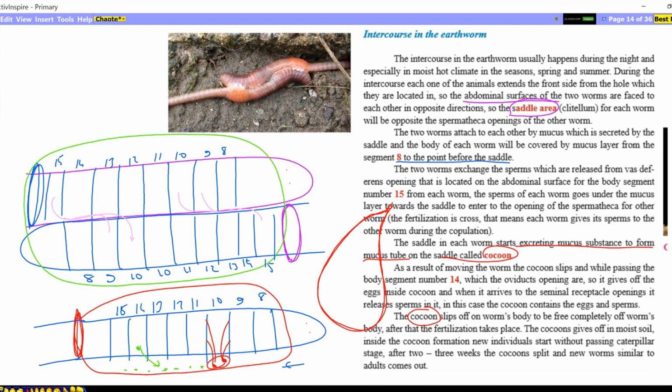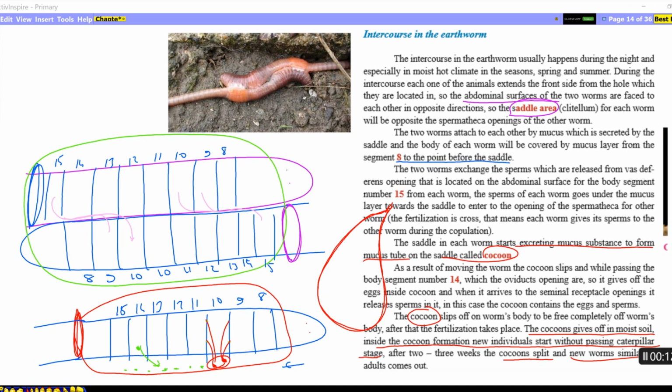After fertilization, the cocoon is deposited in moist soil when the worms completely separate. Inside the cocoon, new individuals form without passing through a caterpillar stage. Means what? The newly formed worms look like their parents, not like a butterfly having a caterpillar stage. After 2 or 3 weeks, the cocoons split and new worms similar to adults come out.